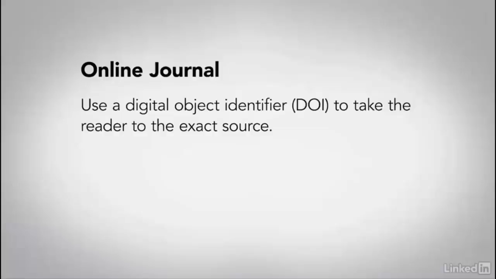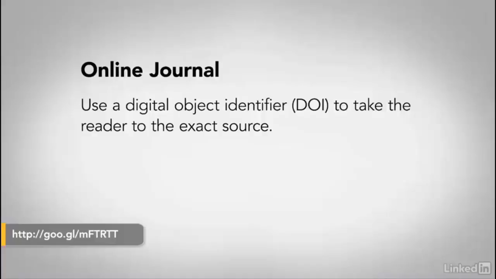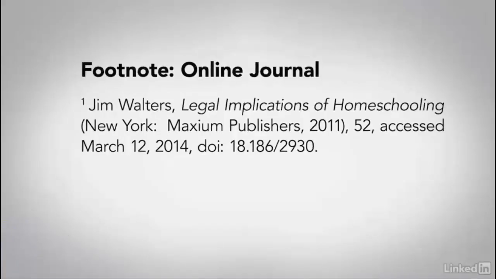That digital object identifier is a permanent ID added to the web address in your browser that will take the reader to the exact source. If the DOI isn't available, then use only the URL. Information about the DOI is available at this website. The footnote would look like this. The in-text cite would not include the DOI, but the bibliographical entry would.